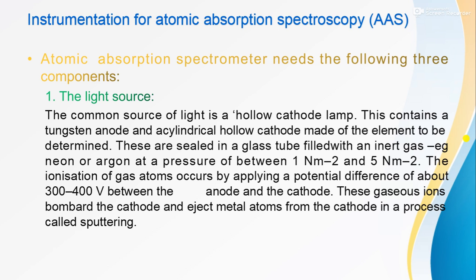Instrumentation for atomic absorption spectroscopy, AAS. An atomic absorption spectrometer needs the following three components. 1. The light source. The common source of light is a hollow cathode lamp. This contains a tungsten anode and a cylindrical hollow cathode made of the element to be determined. These are sealed in a glass tube filled with an inert gas, e.g. neon or argon, at a pressure of between 1 nm2 and 5 nm2. The ionization of gas atoms occurs by applying a potential difference of about 300–400 V between the anode and the cathode. These gaseous ions bombard the cathode and eject metal atoms from the cathode in a process called sputtering.